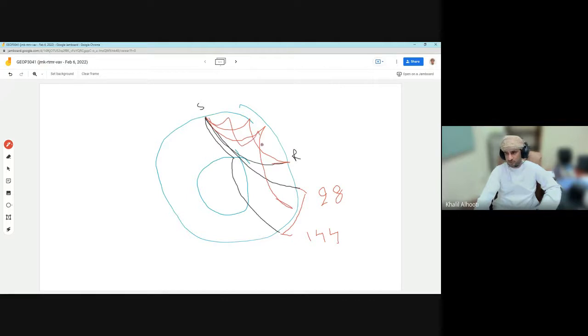Or like that, 1, 2, 3. This is P, P, P, P. Is that clear? So that's what we call direct or indirect.